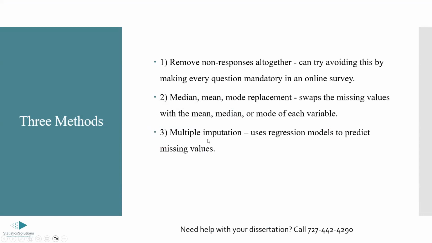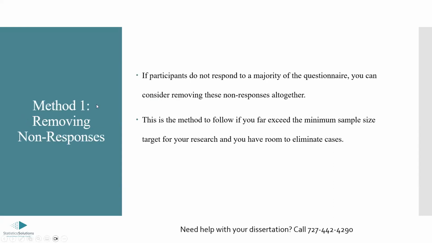And then the final method is multiple imputation. This involves using regression models to predict your missing values. A little bit more of a complex procedure. You need to have a specific version of SPSS to run multiple imputation. Let's look at these a little bit further. So method one is just removing non-responses altogether.